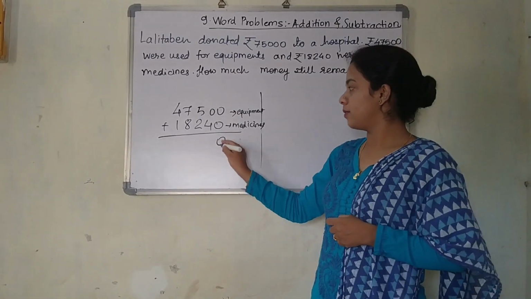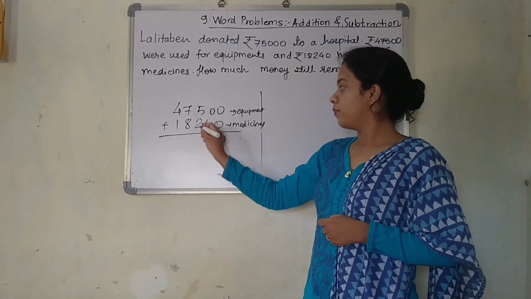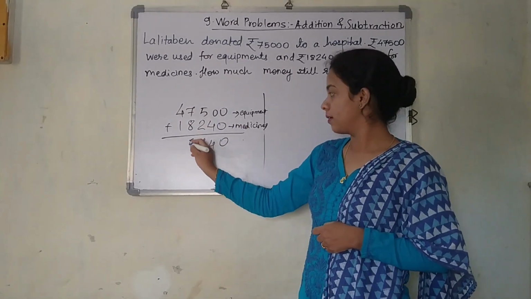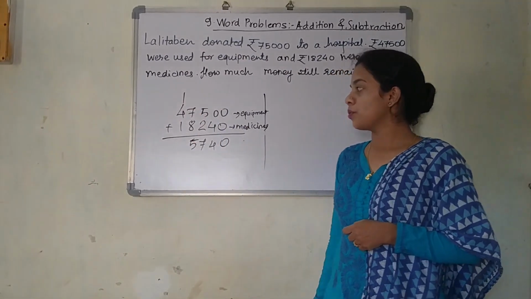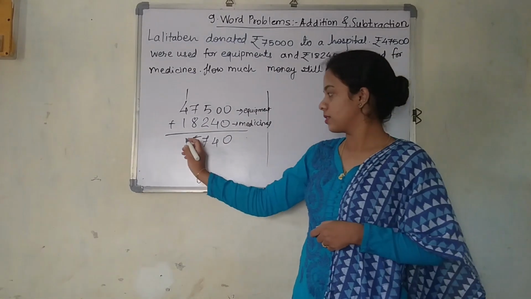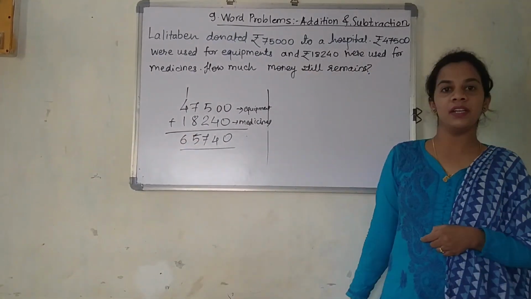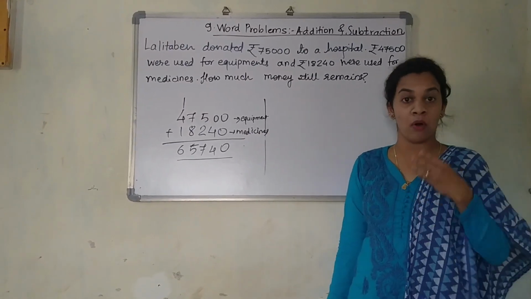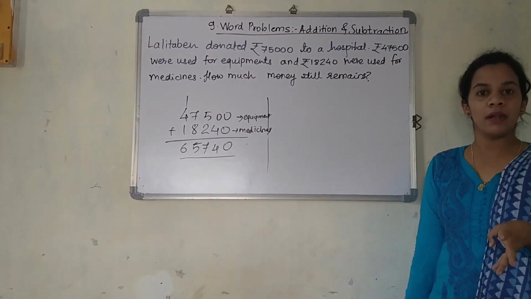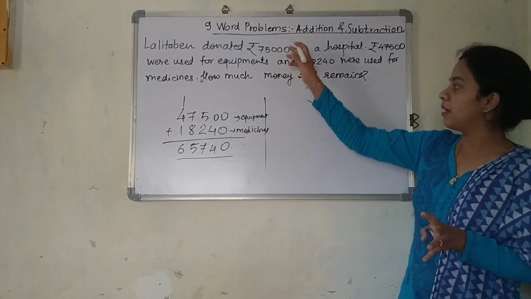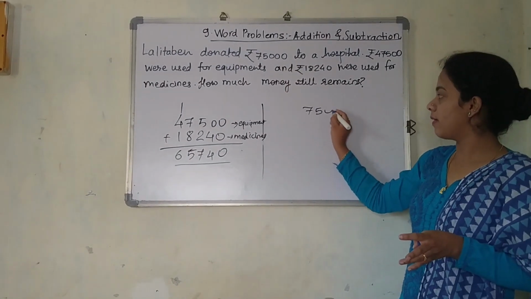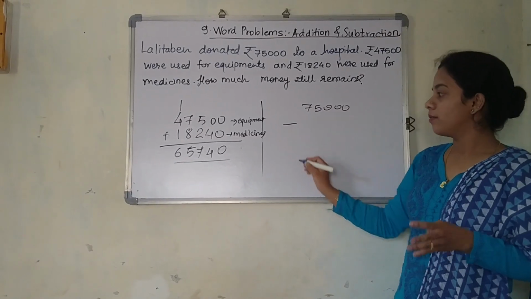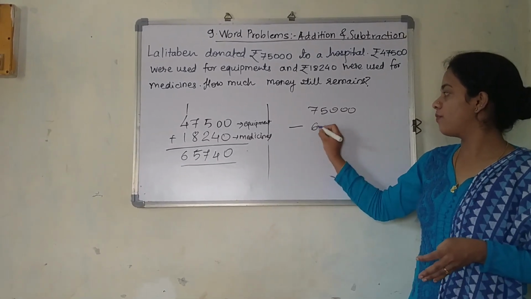0 plus 0 is 0. 0 plus 4 is 4. 5 plus 2 is 7. 8 plus 7 is 15. 1 on the top. 4 plus 1 plus 1 is 6. So out of the 75,000, 67,740 was already spent. So what is the remaining amount? How are we going to write it down? The bigger number we are going to carry over here, that is 75,000, which was the total money donated by her. From that minus how much?